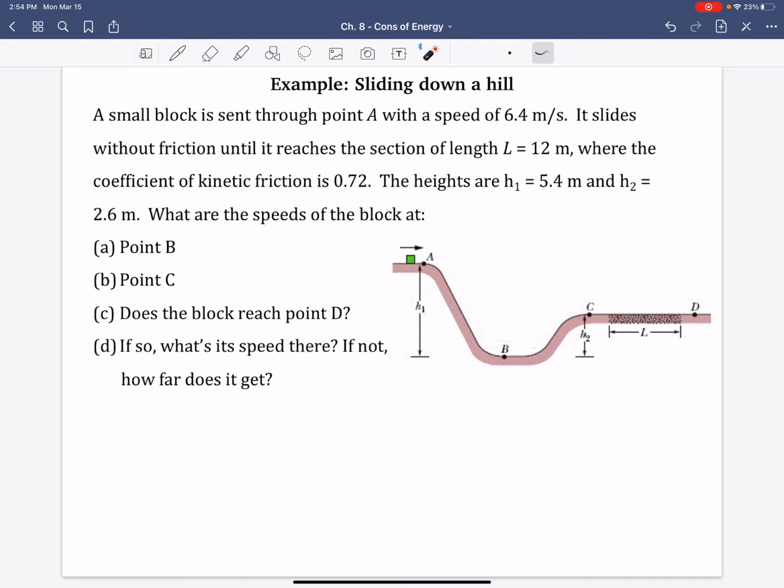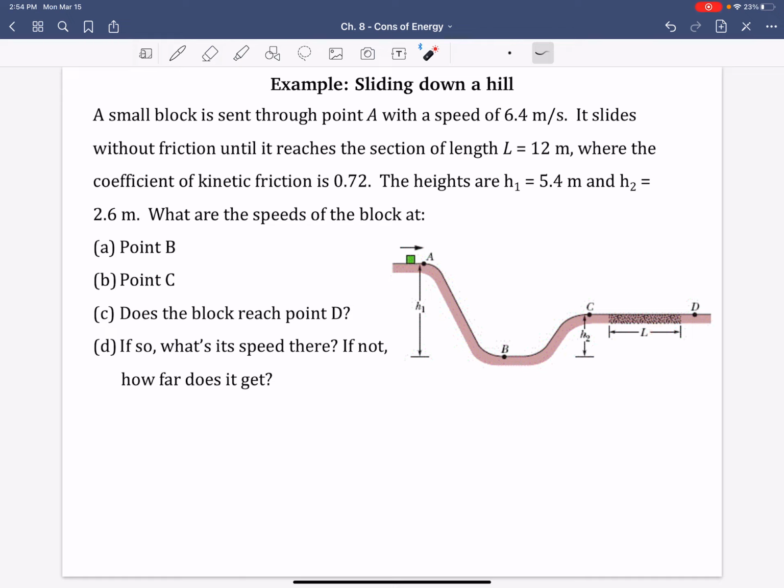And we want to find the speeds at a couple points. Down here at point B, up here at point C, which is at a height of h2, and then after C, it slides along a section of this horizontal track of length L and some coefficient of friction. And then we want to find first if it has enough energy to make it through that entire stretch. If it does, what's its speed at D? And if it doesn't, how far along that stretch will it stop?